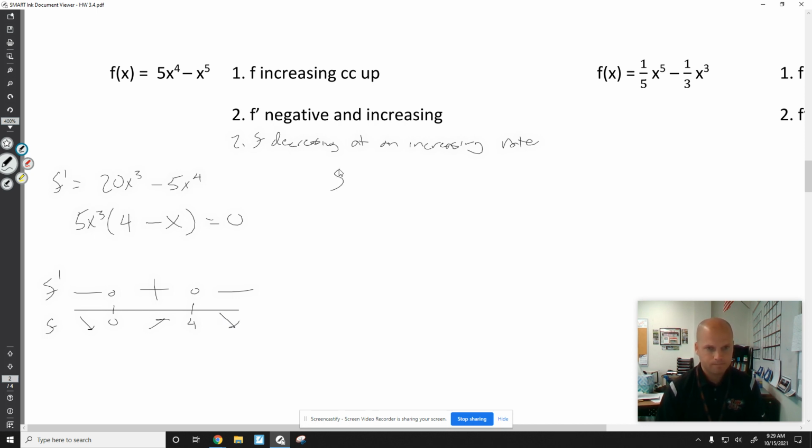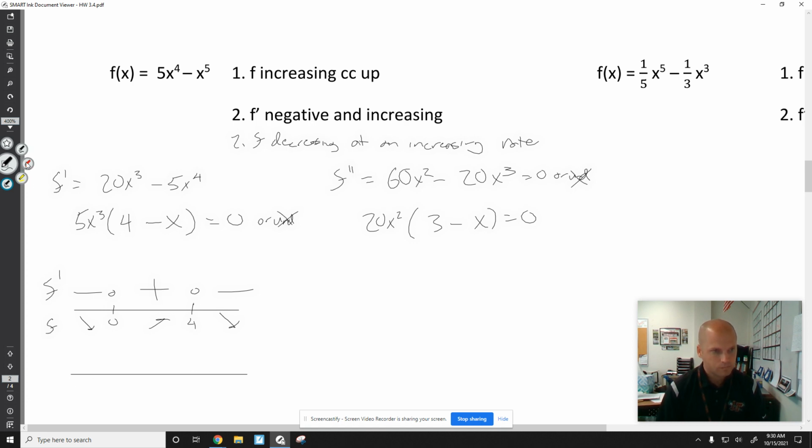Let's do f double prime. 60x squared minus 20x cubed. Setting this equal to 0 or seeing when it's undefined. Don't have to worry about the undefined part because there's no denominator. I'm just going to factor out a 20x squared. And I have 3 minus x. So 0 and 3, I will put down here. F double prime, 0 and 3.